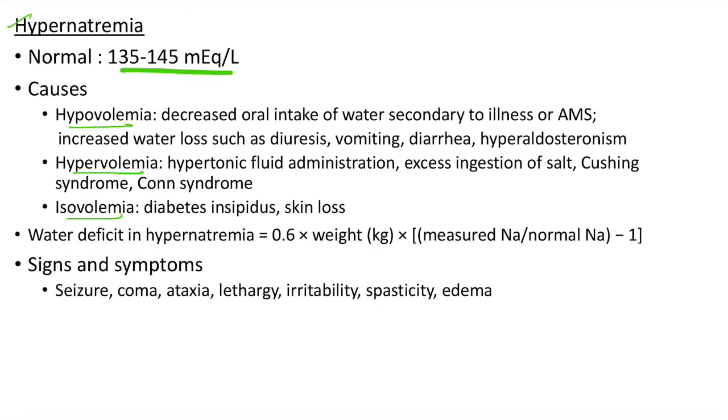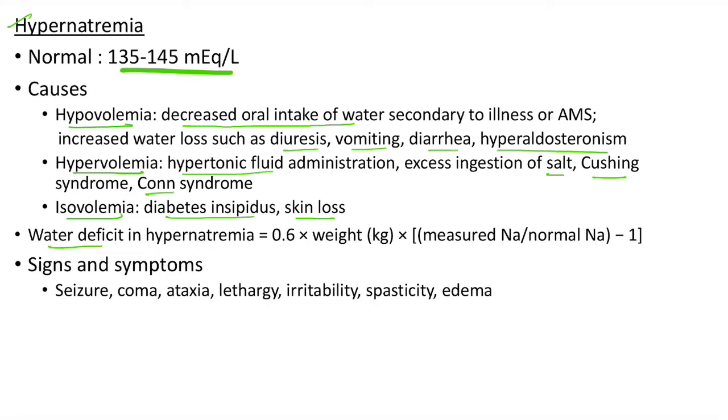Hypovolemic hypernatremia can occur due to decreased oral intake of water secondary to illness or altered mental status, and increased water loss such as diuresis, vomiting, diarrhea and hyperaldosteronism. Hypervolemic hypernatremia can occur due to hypertonic fluid administration, excess ingestion of salt, Cushing syndrome and Conn syndrome. Isovolemic hypernatremia can occur due to diabetes insipidus and skin loss.